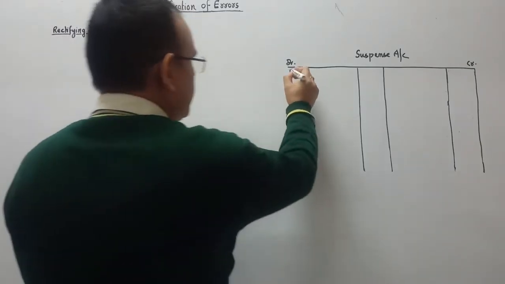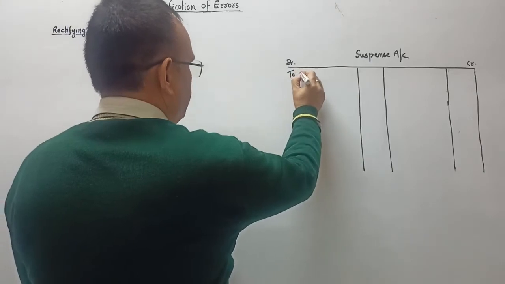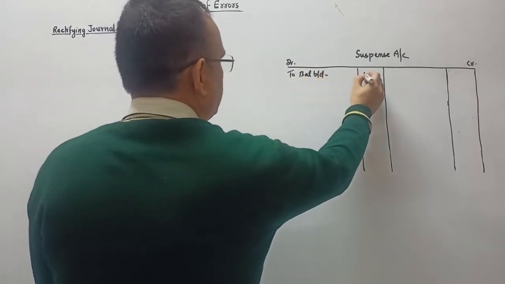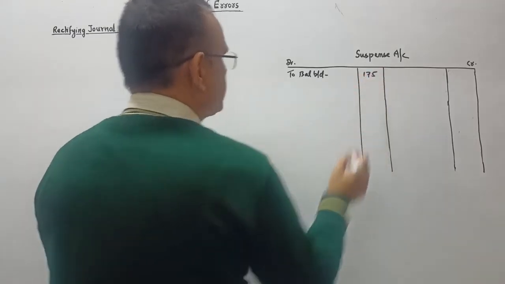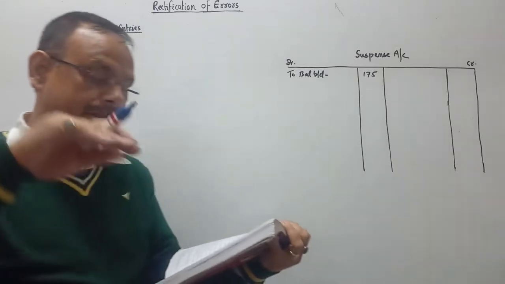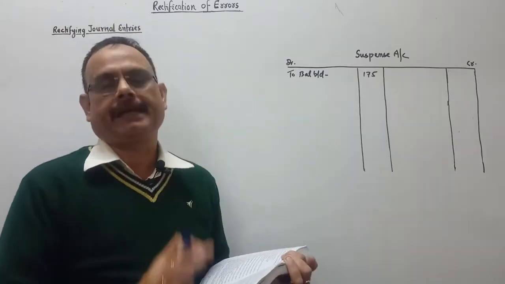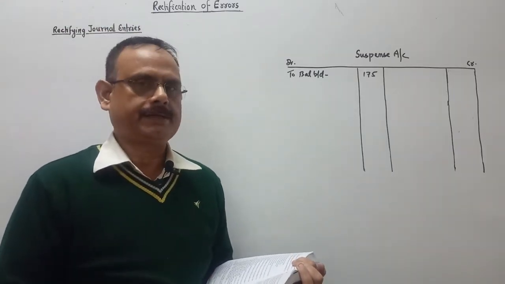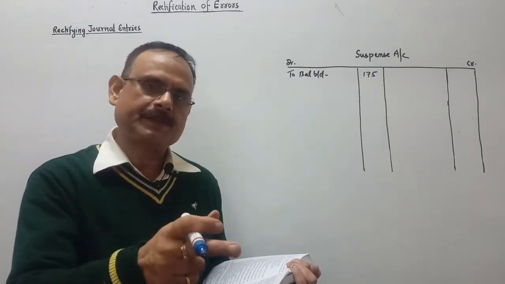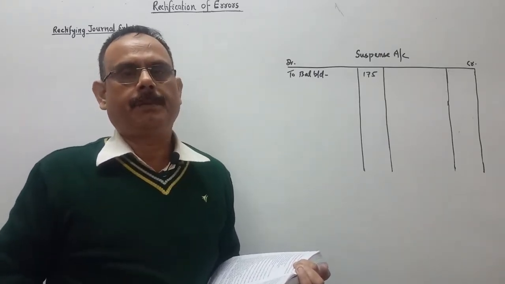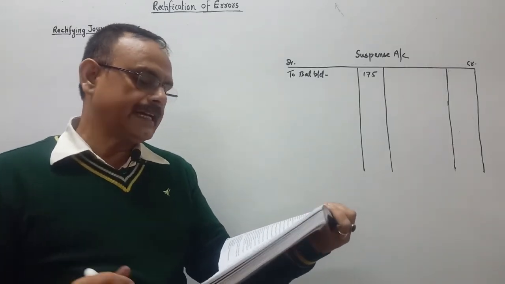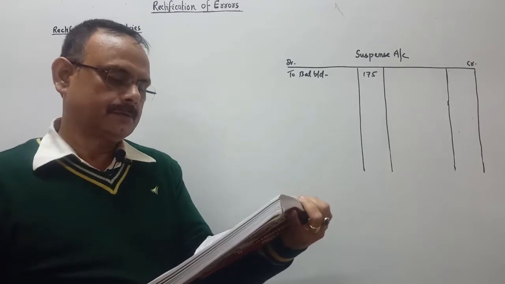So you write on the debit side: balance brought down 175. The suspense account has a debit balance. Why is it a debit balance? Because the credit side is exceeding the debit side of the trial balance. To match the trial balance, we have opened the suspense account on the debit side, 175. This amount was entered in a suspense account.